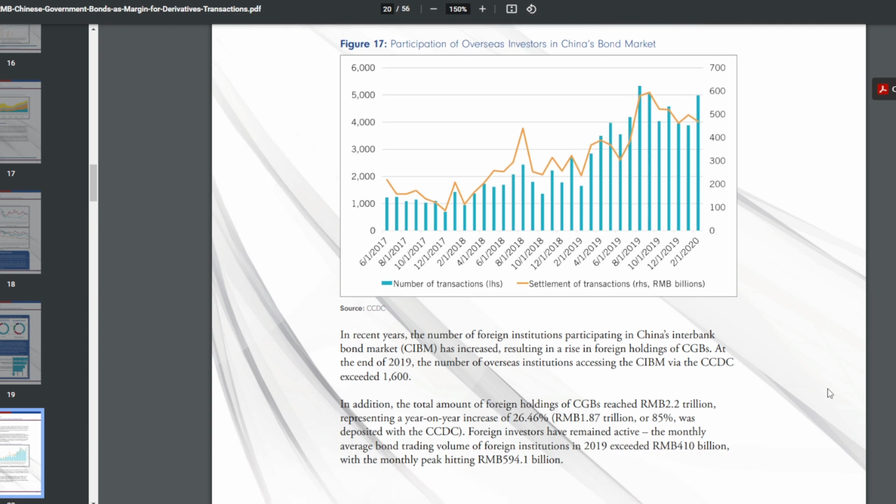And it says in recent years, the number of foreign institutions participating in China's interbank bond market has increased, resulting in a rise in foreign holdings of Chinese government bonds. At the end of 2019, the number of overseas institutions accessing the CIBM via the CCDC exceeded 1,600 members. In addition, the total amount of foreign holdings of Chinese government bonds reached 2.2 trillion, representing a year-on-year increase of 26.46%. So they're loading up on these. And it makes sense. If they're going to be able to use these Chinese bonds to meet margin requirements, it makes total sense they would be loading up into these, right?